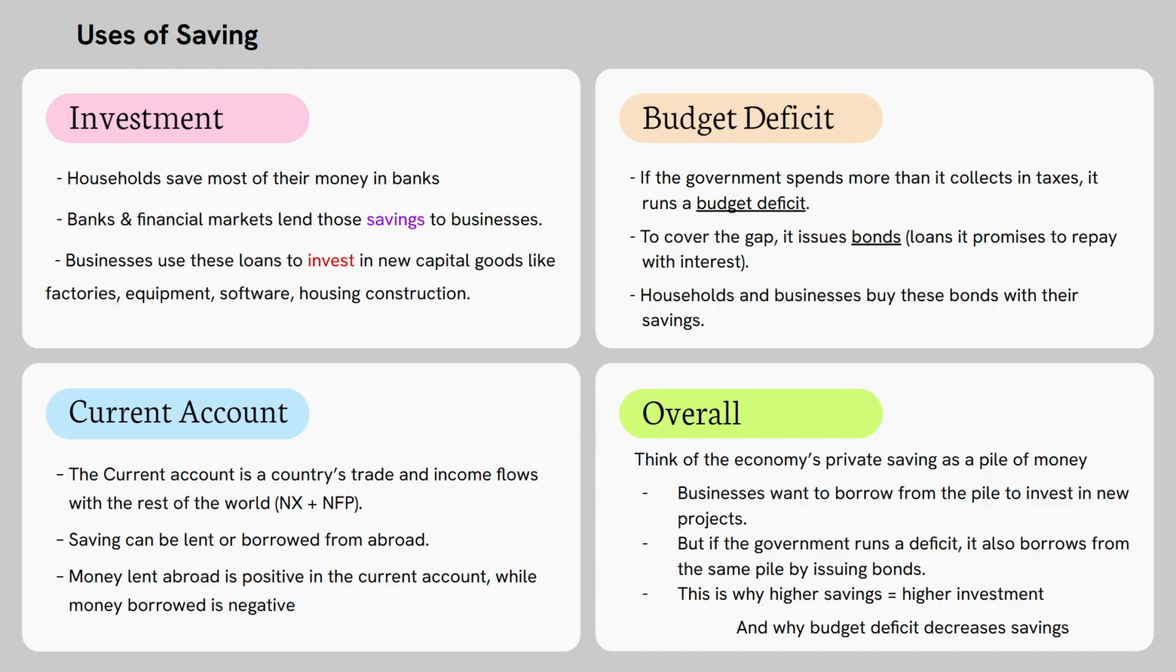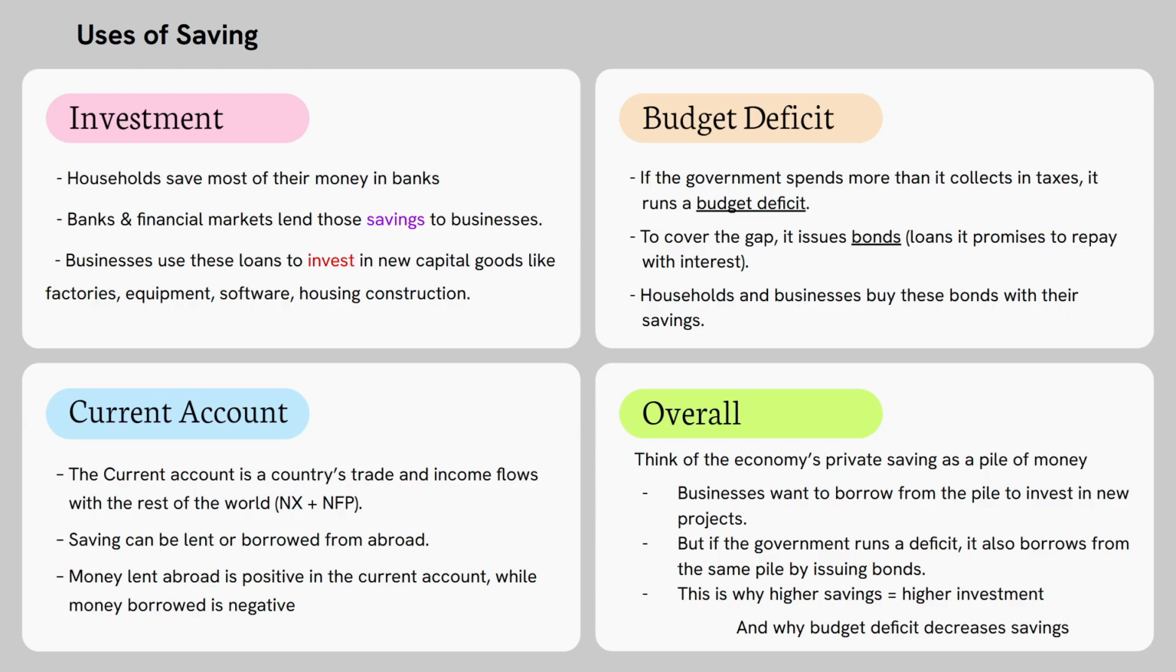And then the last thing is the current account. So the current account you can just think of as exports and imports, like how many goods are going out of the economy and how many goods are going into the economy, as well as how much money is going out and how much money is going in. So savings by people in America can be lent abroad, and we can also borrow money from other countries. And so if we're lending money abroad, that's positive for the current account because we're going to make money off of it, while money borrowed is negative because we're going to lose money off of it.